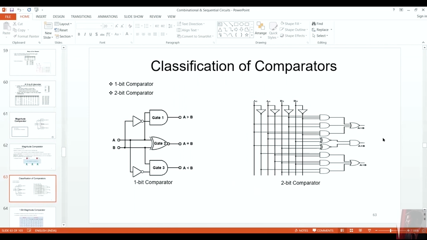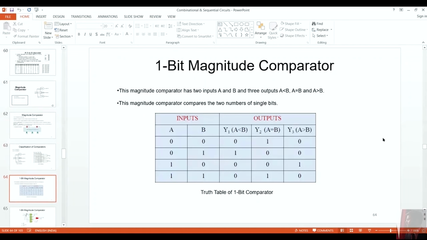These comparators can be 1 bit or 2 bit, depending on the inputs. If your inputs are 2, it would be 2 bit. And if the input is 1, you have a 1 bit. So first, let's talk about the 1 bit magnitude comparator. We have 2 inputs, with combinations 0 0 1 1 and 0 1 0 1, randomly taken. In the output, the 3 different outputs we can have are A less than B, A greater than B, or A equal to B.